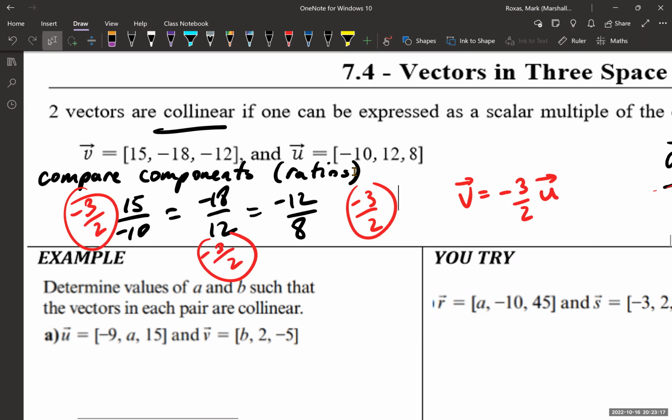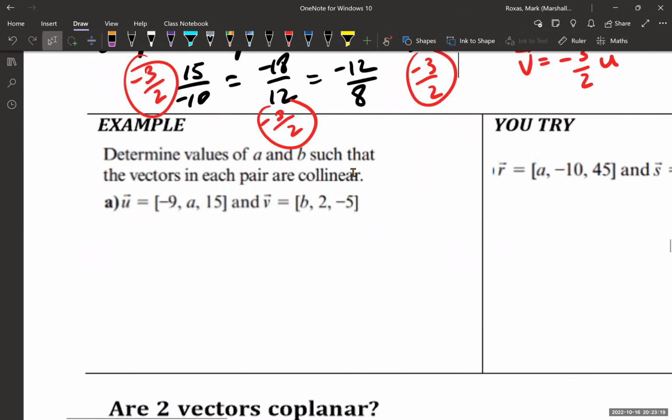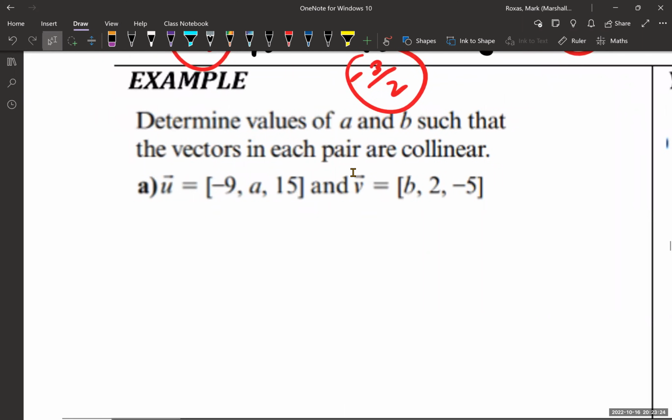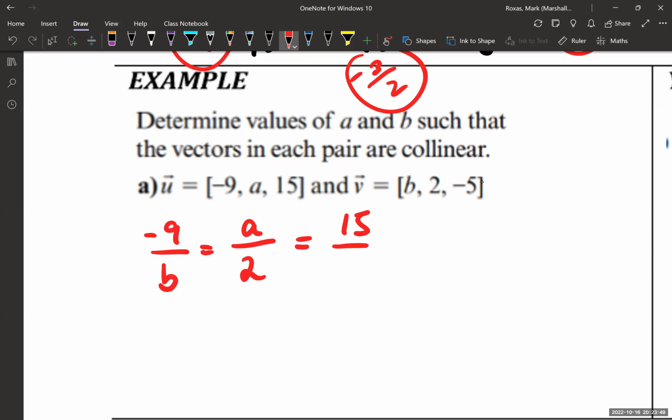Okay. So here's another example. Let's see. What if we want to get two vectors to be collinear? What would the components have to be? If you're given some of these components, but you have to fill in a and b. So vector u is negative 9, a and 15, and vector v is b, 2, and negative 5. So I want the x components, negative 9 over b, to be equal to the y components, a over 2, to be equal to the z components, 15 over negative 5.